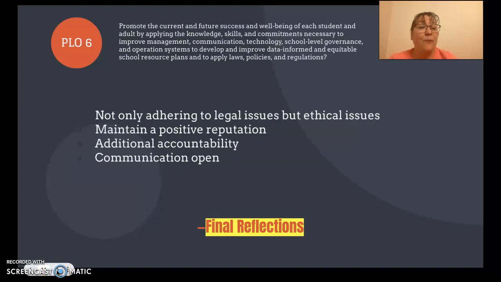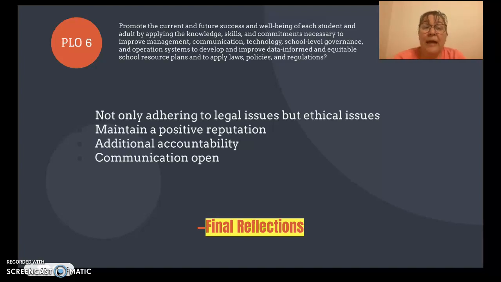obligation. And then when it comes to our PLO 6, promote the current and future success and well-being of each student and adult by applying the knowledge, skills, and commitment necessary to improve management of communication, technology, school-level governance, and operation systems, develop and improve data-informed and equitable school resources and plans, and apply laws, policy, and regulations.